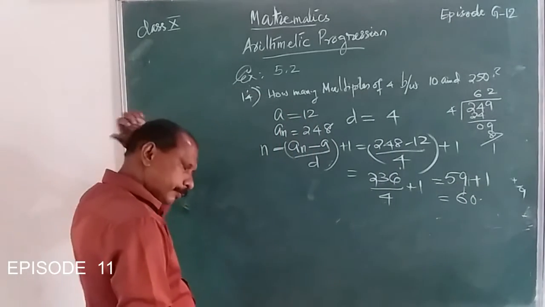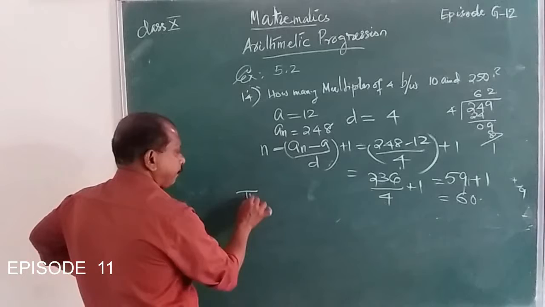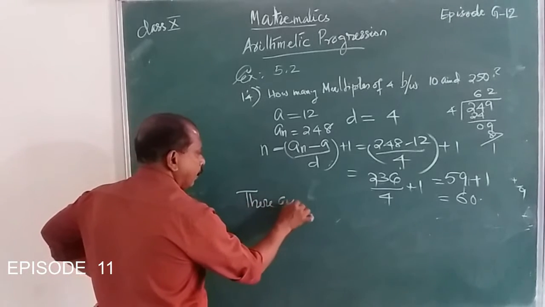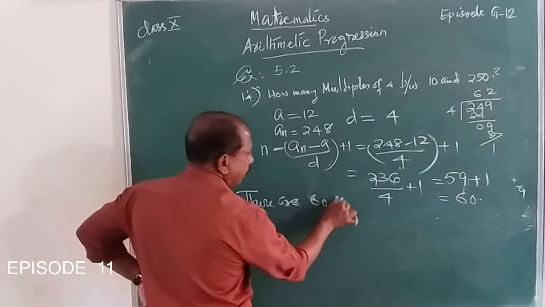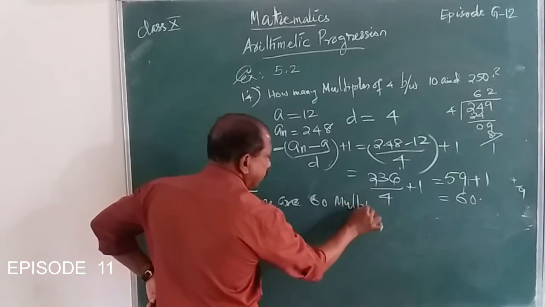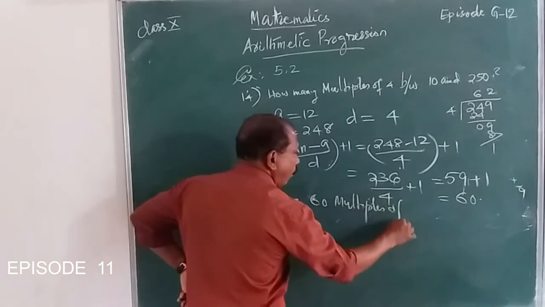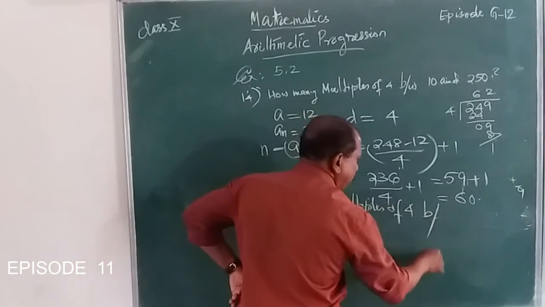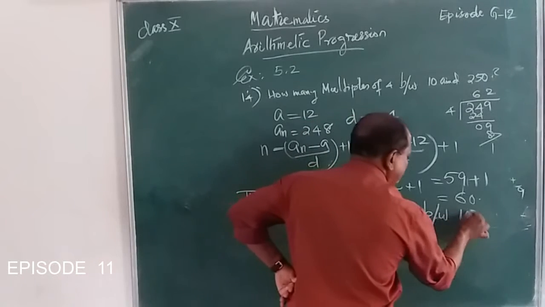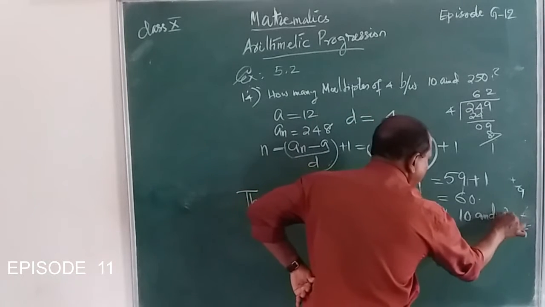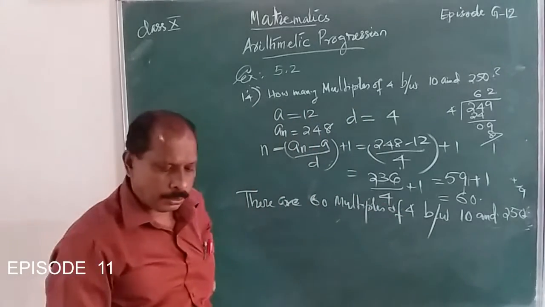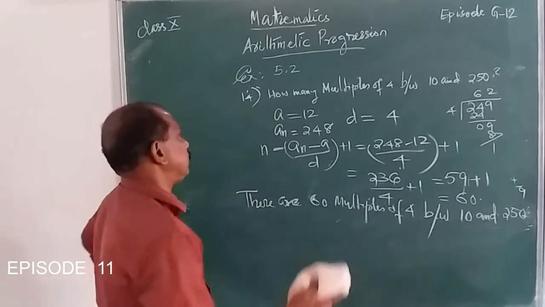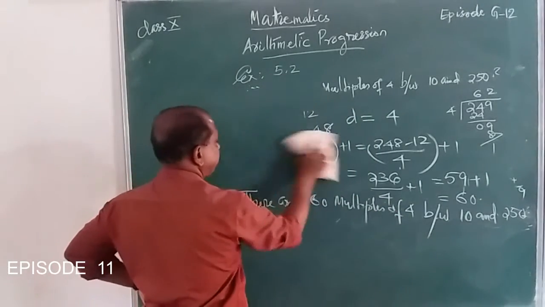Therefore, there are 60 multiples of 4 between 10 and 250. That will be the conclusion of that answer. Okay.